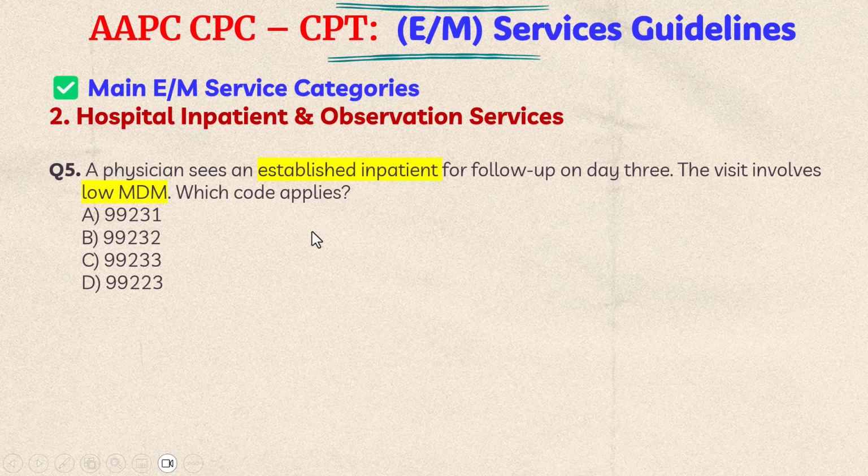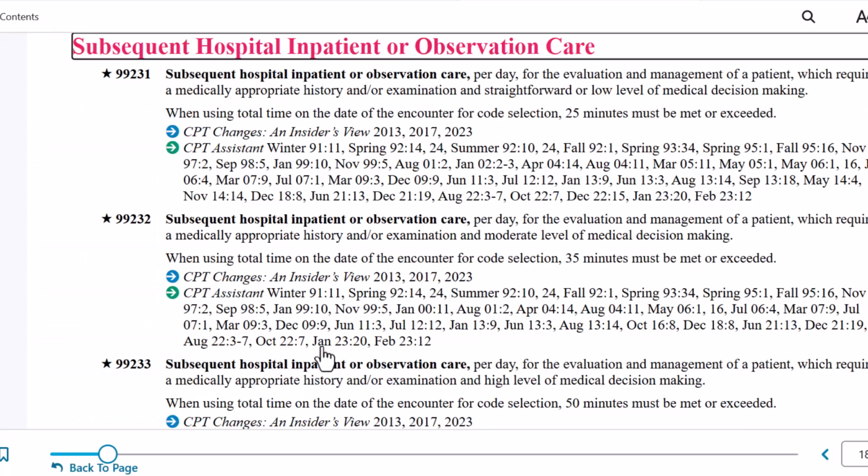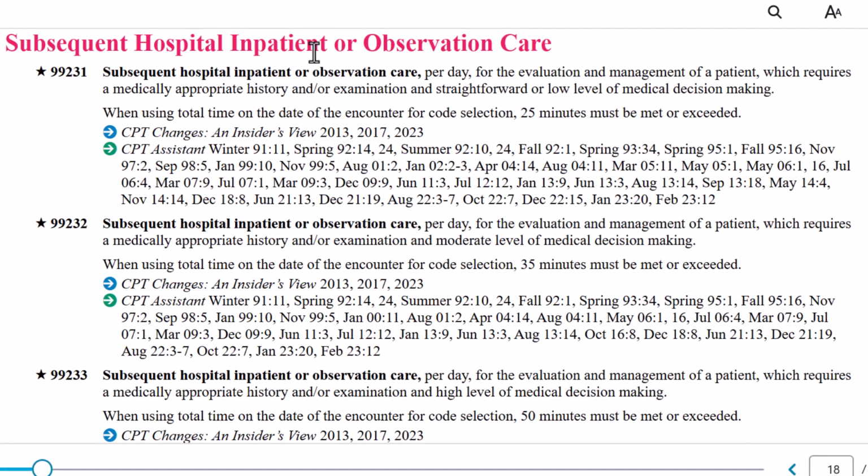So again, go to your CPT code book, evaluation and management guidelines table of contents, or evaluation and management, hospital inpatient and observation care services. Here, this is not the initial, this is the subsequent hospital inpatient and observation care. So you have to go to this code section. So let's go there. Here you can see subsequent hospital inpatient and observation care.